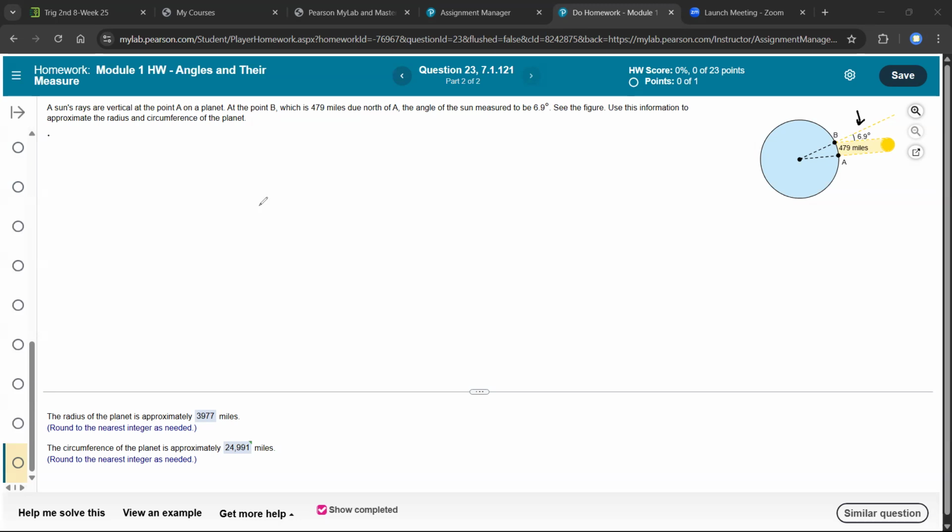Anyway, first question, use the information to approximate the radius and the circumference of the planet. Okay, so let's do that. Well, what's going on here is we have just a little slice, a little pizza crust here. 479 miles is that length. Well, what is that right there? That is going to be our arc length. And so we can say, well, that's S equals R theta.